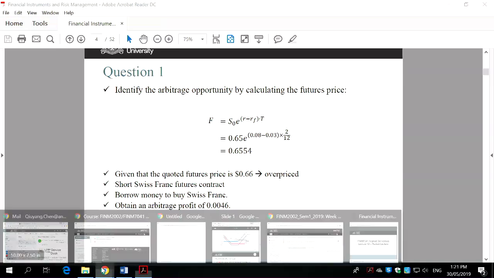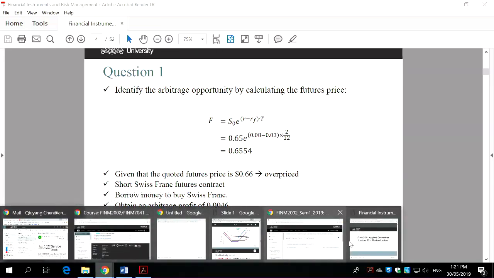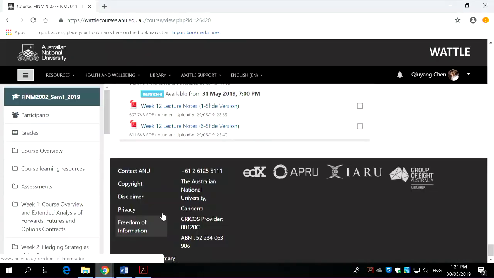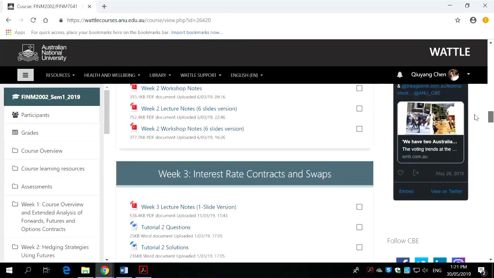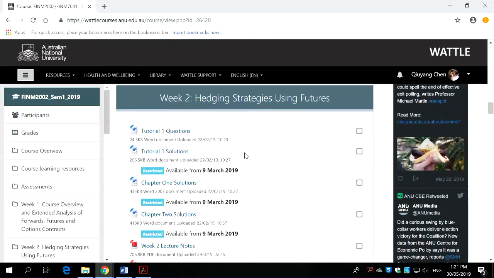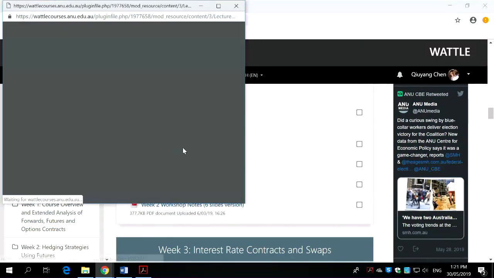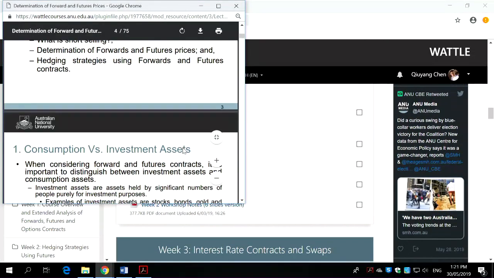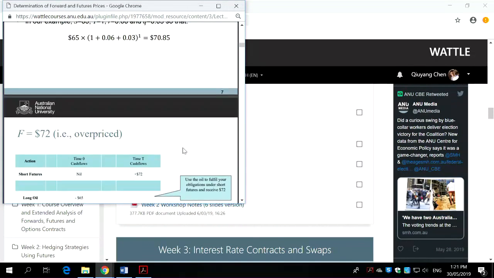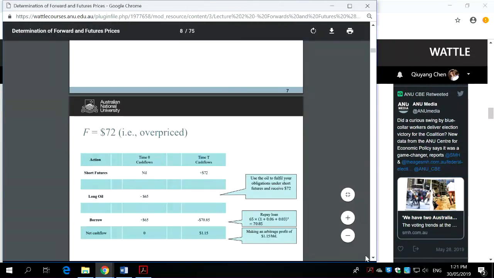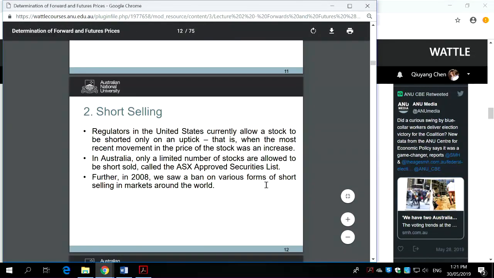Okay, I feel like this is a good opportunity for me to go over some of the stuff in week 2. So if you go back to week 2, remember how we derived our pricing formula. Just let me go back to this one here.